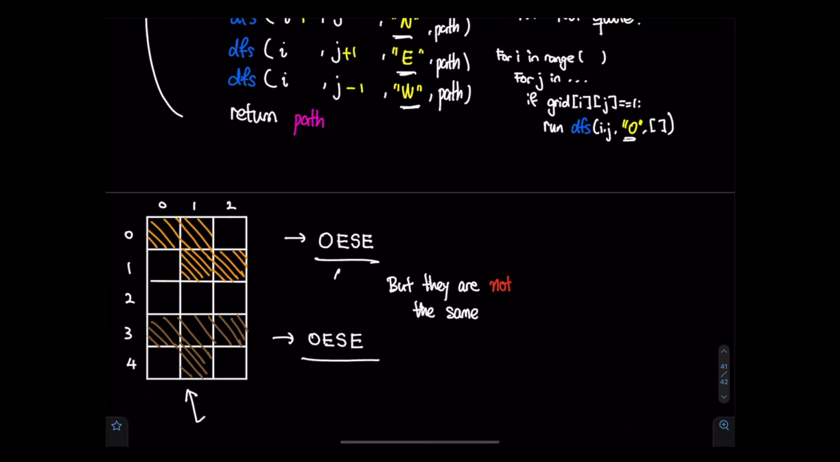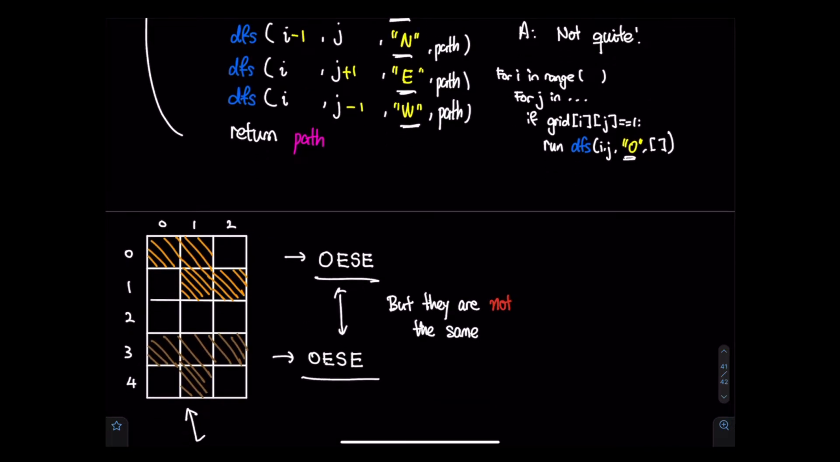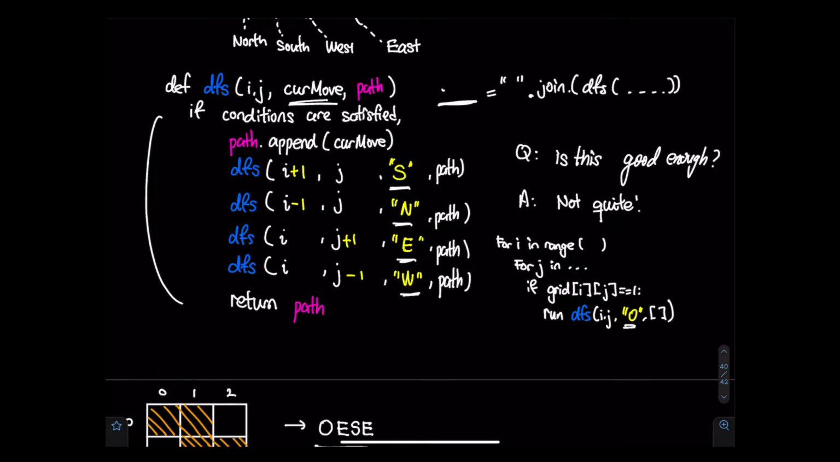According to this, well, they are the same, right? OESE, but they are clearly not the same, right? How should we make some change so that our DFS will show that they are clearly not the same? And also, when you run DFS, after we exit DFS, we use this Python join function to return a string, something like this, OESE. Okay, so this is just something that I want to mention.